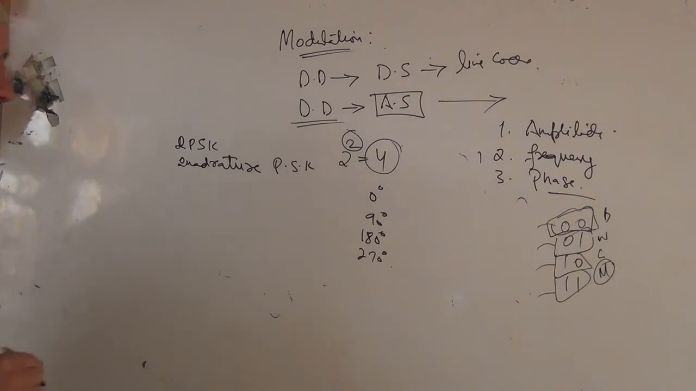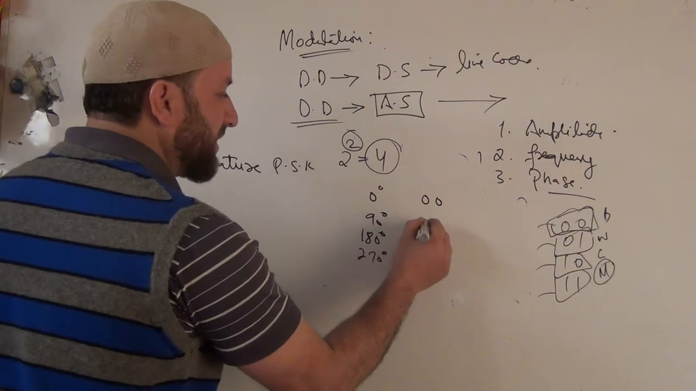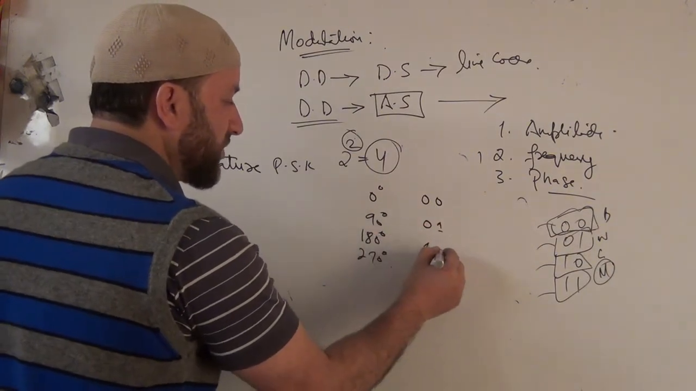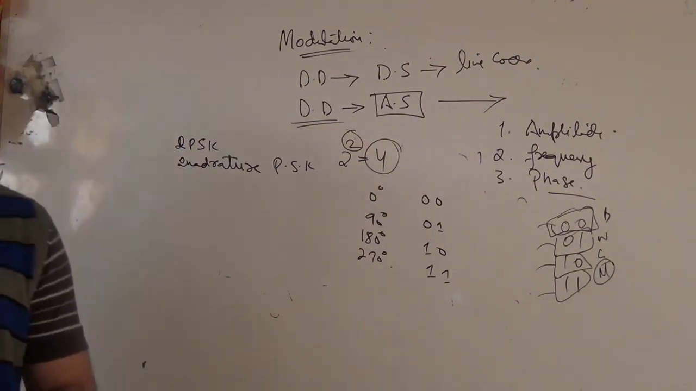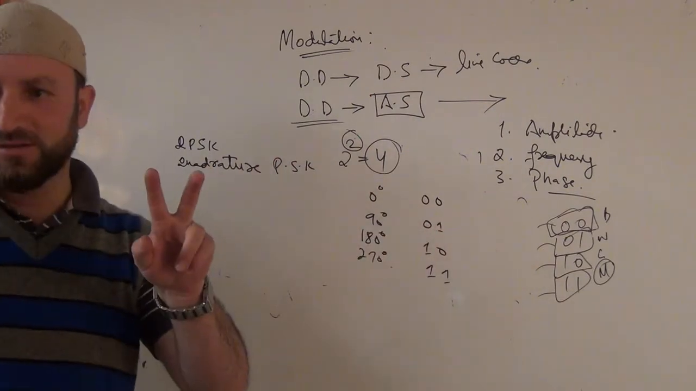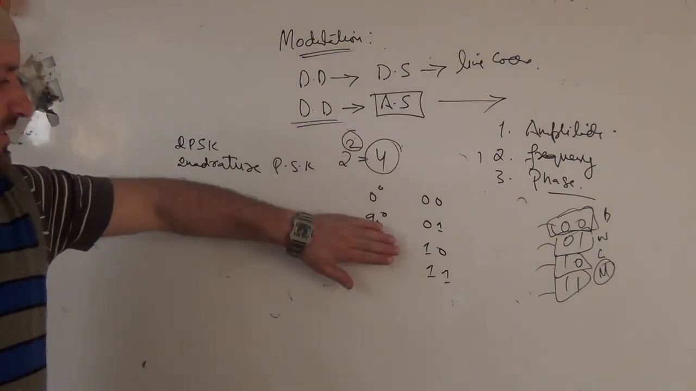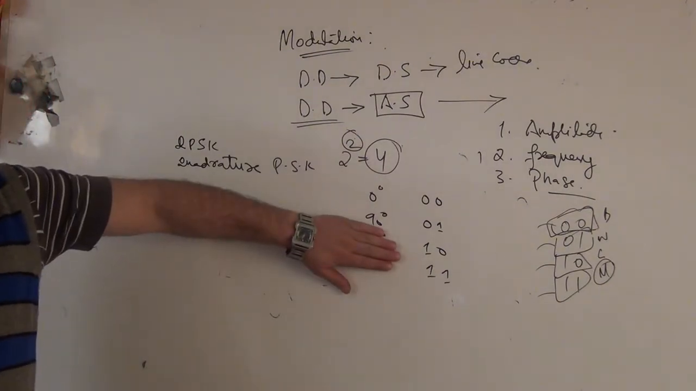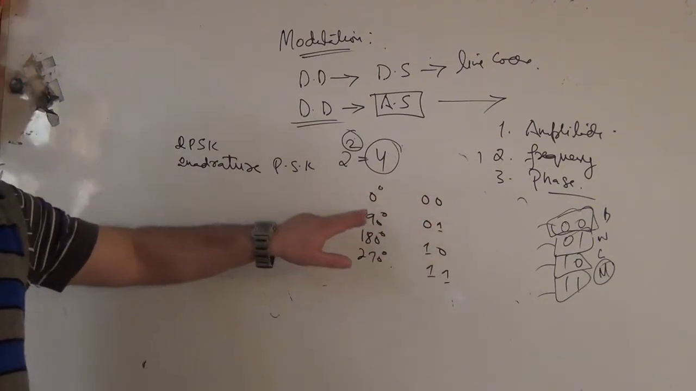Okay? If you are not understanding, then what I'm telling you is this 0 degree can represent 0, 0. This 90 represents 0, 1, this represents 1, 0, and this represents 1, 1, because I got all combinations. To represent all combinations of 2 bits, I need 4 different variations. Say for example, if I have only 2 variations, we can have only 0 and 1.